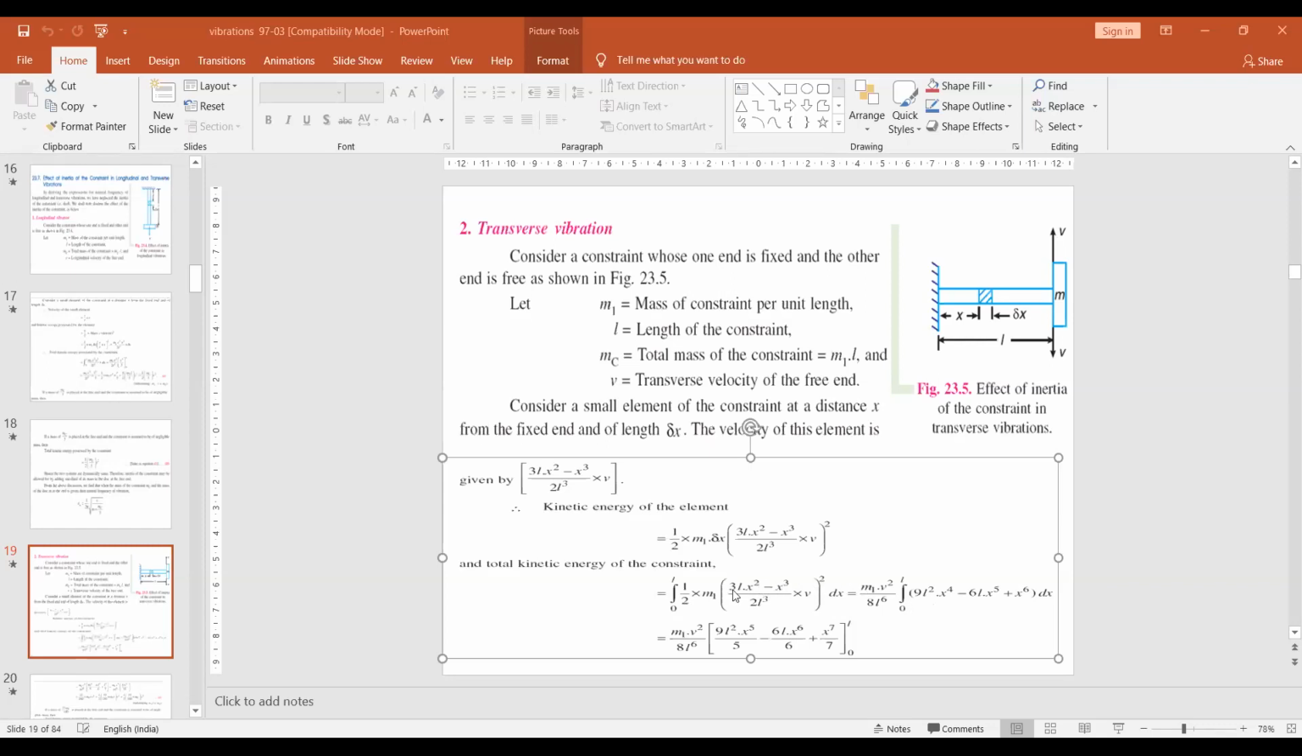When we make the integration, the values are 9l square x power 4 minus 6l x power 5 plus x square x power 6, into dx. Why? Because the a minus b whole square formula is substituted here. After the substitution, we may integrate the term. Then the values are 9l square x power 5 by 5 minus 6l x power 6 by 6 plus x power 7 by 7.